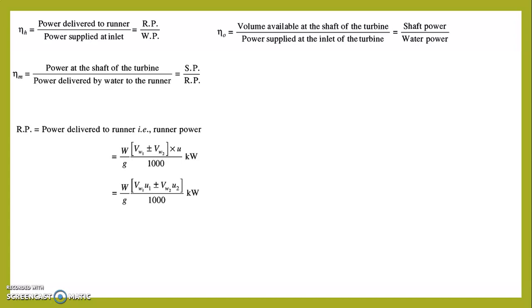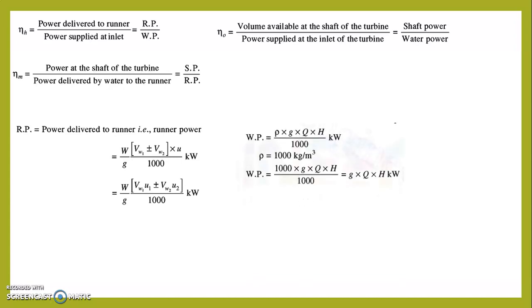Okay. And the next thing we will be discussing is the water power. Water power is given by rho g QH, where Q is the amount of water striking on the turbine blade, which is given by velocity into area of cross section.